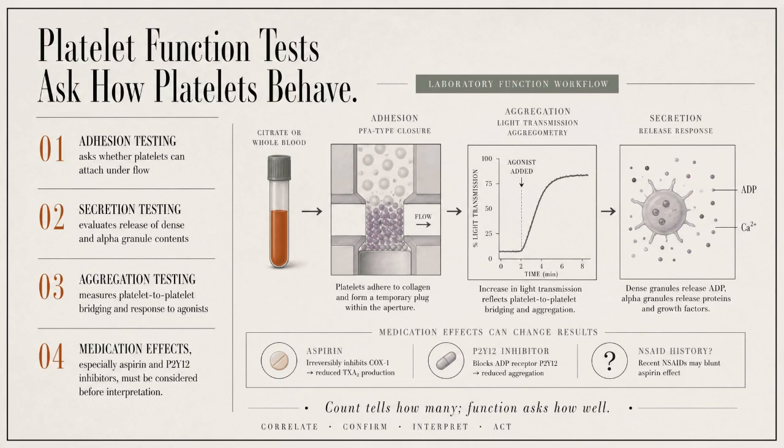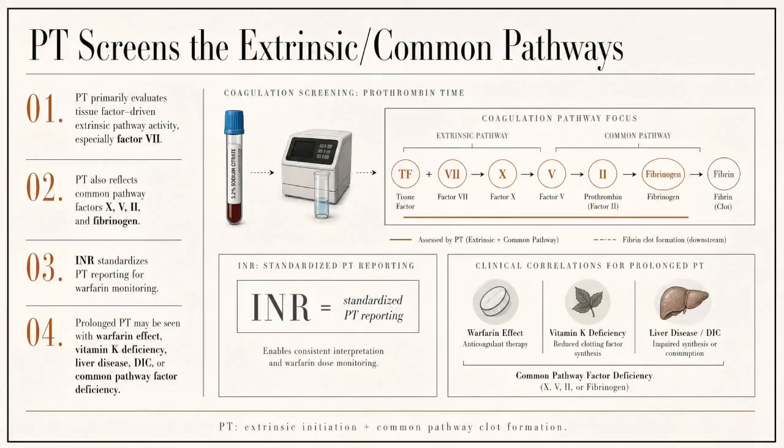Now we'll move on to the coagulation cascade, starting with the PT test. The prothrombin time, or PT, is a key screening test that evaluates the tissue factor pathway, also known as the extrinsic pathway and the common pathway. It's particularly sensitive to factor 7 because that factor has a relatively short half-life. We often report PT results with the INR, or International Normalized Ratio, which helps standardize warfarin monitoring across different labs.